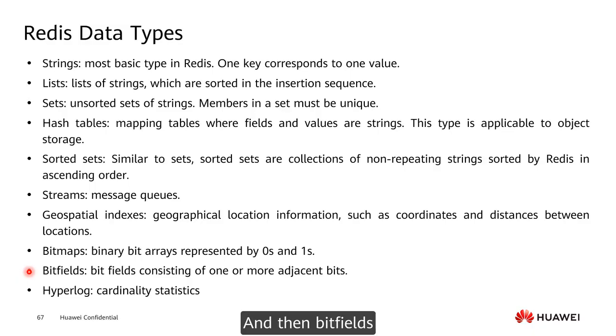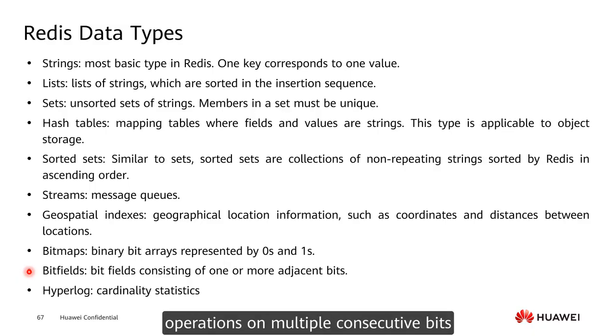And then bit fields. Bit fields allow you to perform operations on multiple consecutive bits in a string, such as setting, getting, or updating multiple bits at the same time. It is useful when you need fine-grained control of bit-level data.